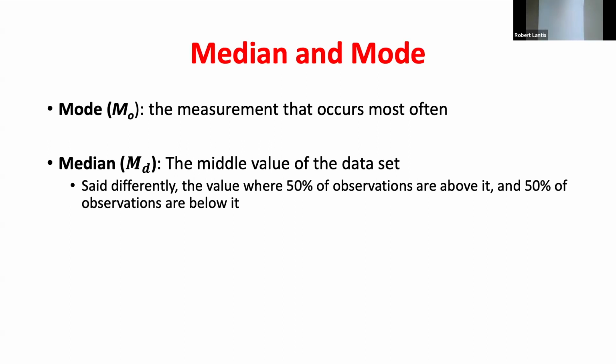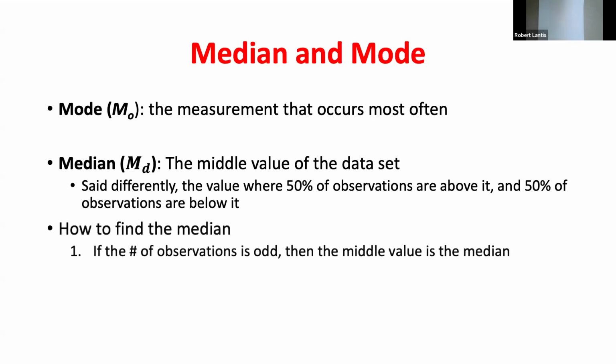It's going to be the value such that 50% of the observations are below it and 50% of the observations are above it. Okay? So I can imagine this might not be the case. Well, we'll go through an example, then I'll compare it to the median. So how do you find the median?